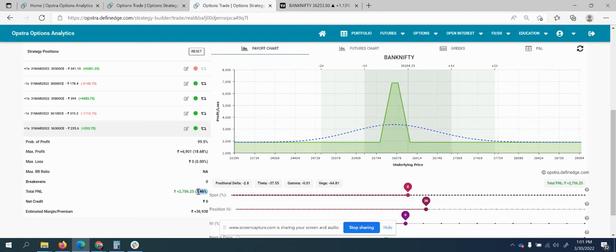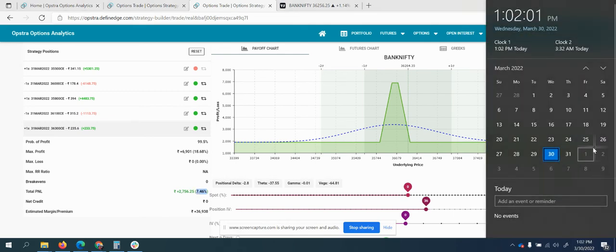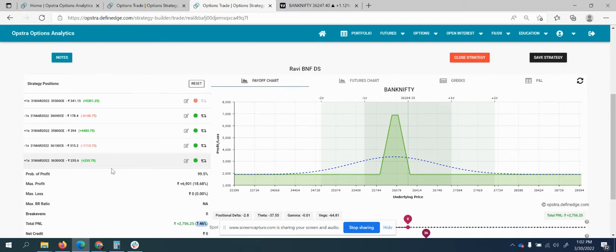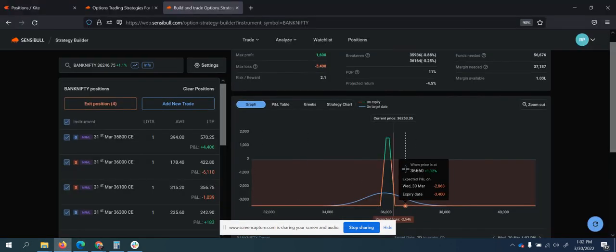All right, so presently I'm getting almost 7% within 1, 2, 3, 4 trading days. This is the beauty of debit spreads, friends. I'll start making all my real trades so that you can learn from those trades. And this is my real trade, just to prove this is not something I've deployed in Opstra. I'll show you this is my real trade, friends.